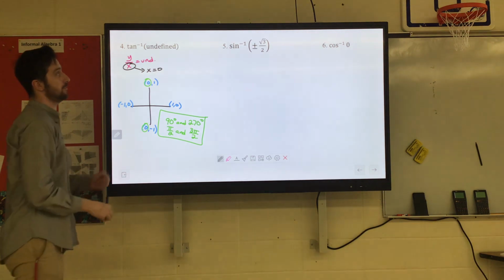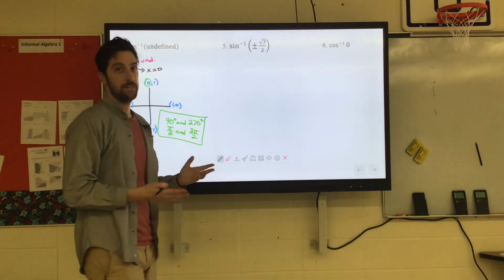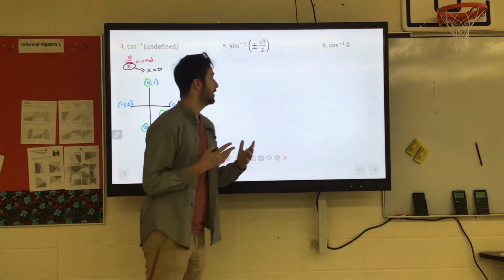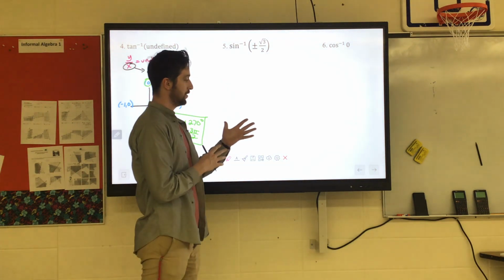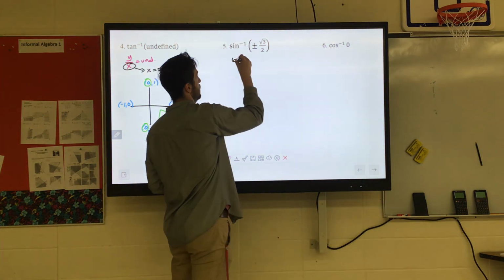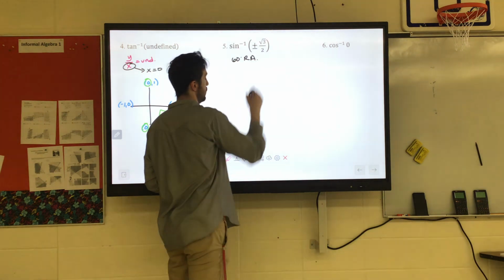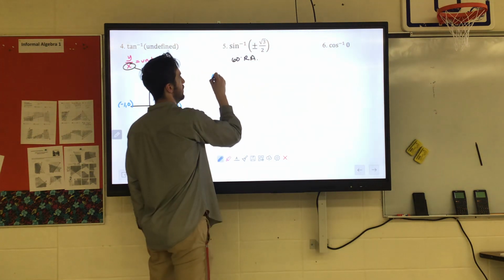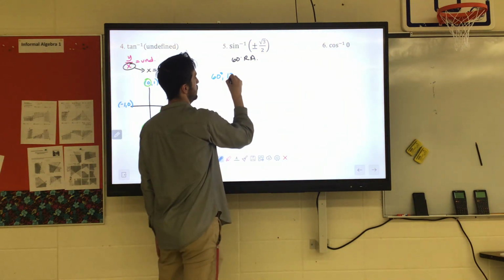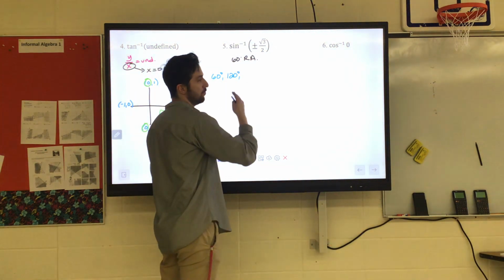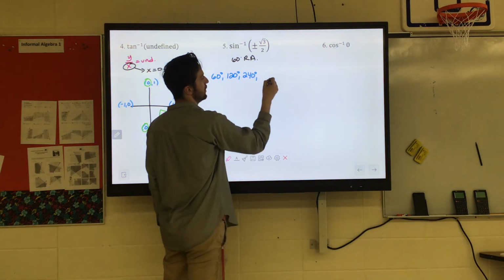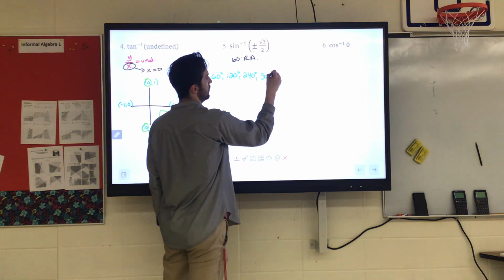Now this says sine could be plus or minus root 3 over 2. So that's going to be in all 4 quadrants. Sine is our y. That means 3 fingers to the right. That means a 60-degree reference angle in all 4 quadrants. So in quadrant 1, that would be 60 degrees. Quadrant 2, 180 minus 60 is 120. Quadrant 3, 180 plus 60 is 240. Quadrant 4, 360 minus 60 is 300 degrees.